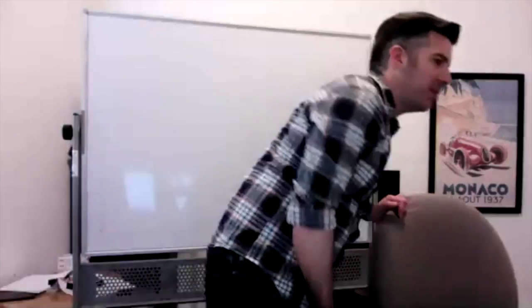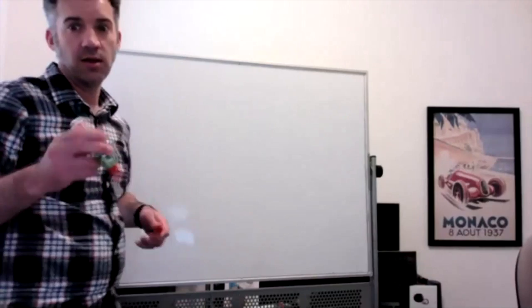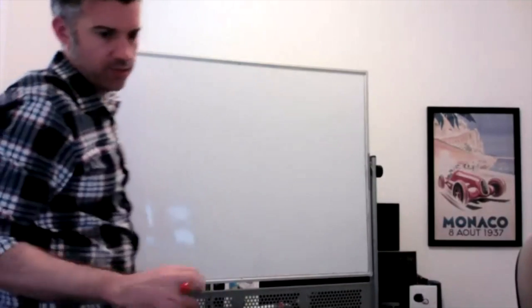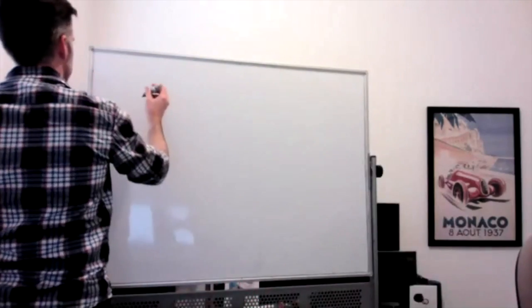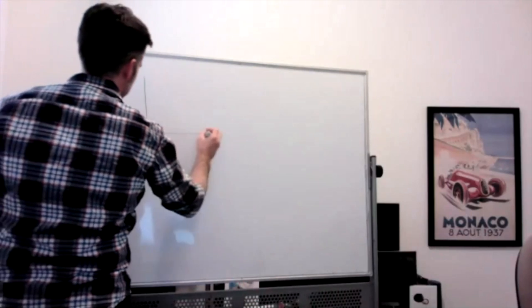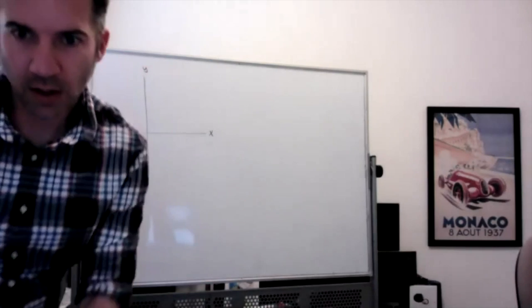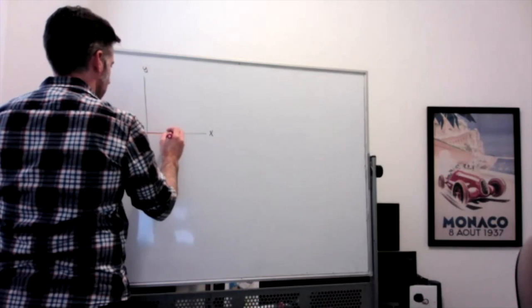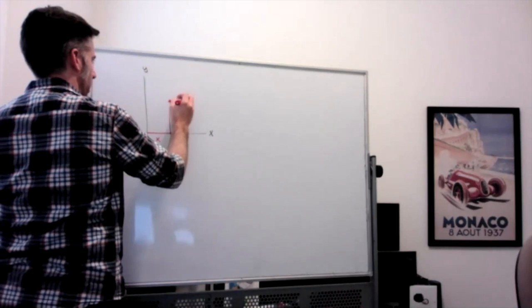Up until now, we've mostly been using Cartesian coordinates or rectangular coordinates to locate points in two-dimensional space. So typically what we've been doing in two-dimensional space, in our XY coordinate system, is going over X and up Y to get to the point X comma Y.